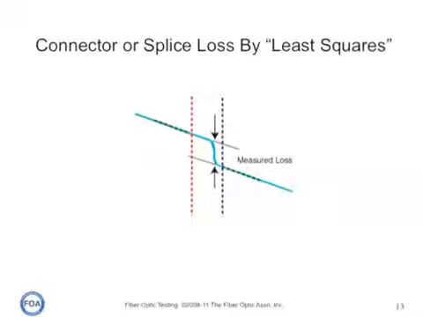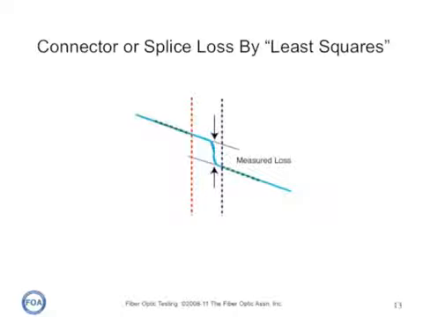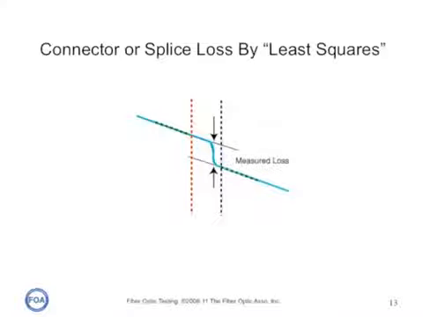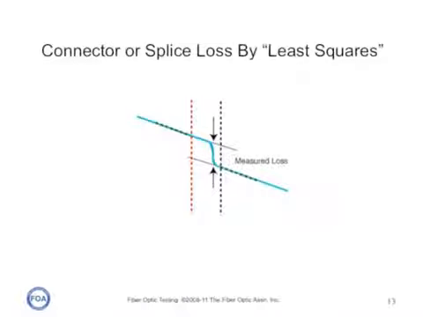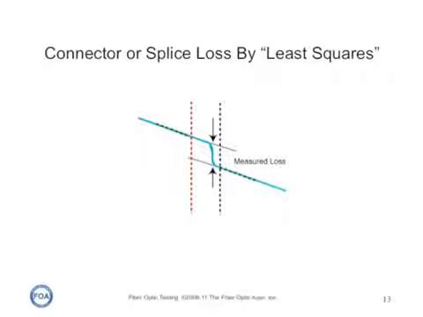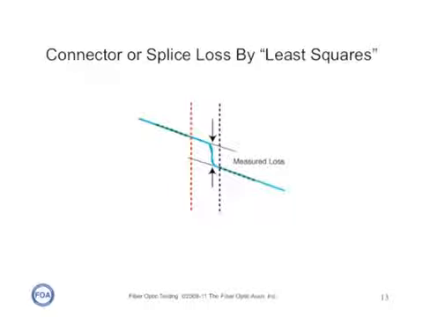To reduce this error, OTDRs can do connector or splice loss by a least squares method. What it actually does is fit a curve to the fiber before the event and after the event, and then calculate the separation of the two curves. This removes any excess loss caused by the length of fiber between the two markers and will generally give us a more accurate loss measurement. It's especially useful for very, very reflective connectors, where the tail of the reflectance peak may cause our markers to have to be set far apart.